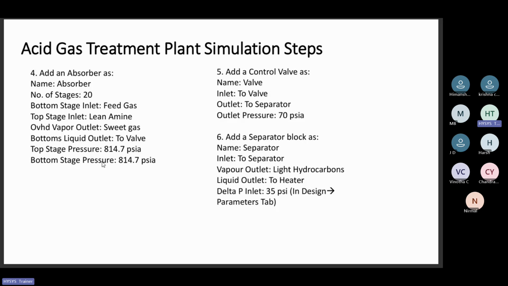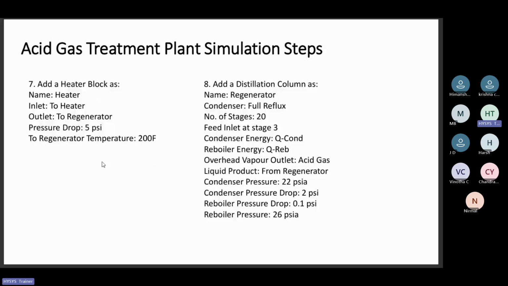The purpose of this valve is to reduce the pressure before it is passed through a separator block. The separator block is nothing but a two-phase separator we will be using for this purpose. And we will be mentioning a delta P inlet for this separator block. From this separator block, the liquid part we will be passing through a heater, just to preheat the feed before it is passed to a distillation column.